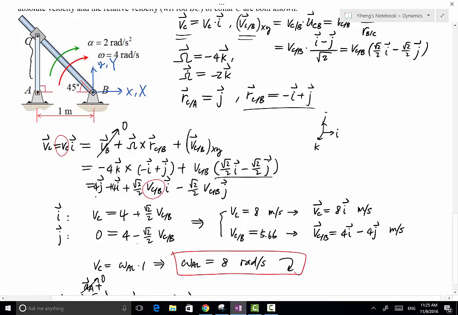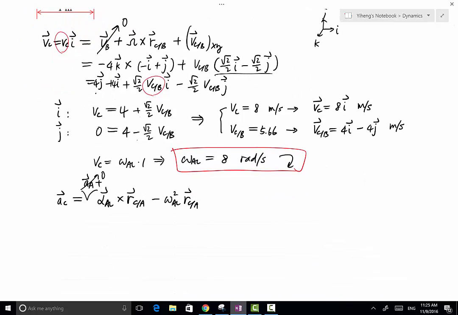Okay, therefore point A doesn't have acceleration. So from here we can determine a_C to be negative alpha_AC i minus 64j. We don't know it for certain, but this is the best we can get. And in this expression, we only have one scalar unknown, which is alpha_AC.